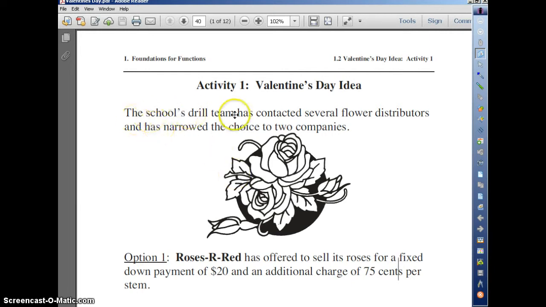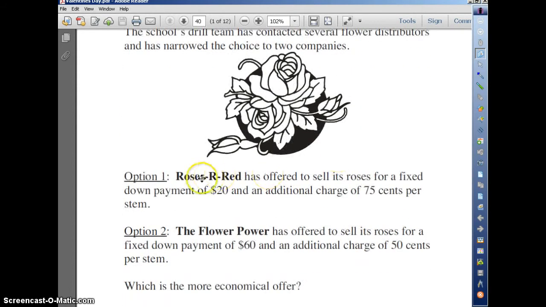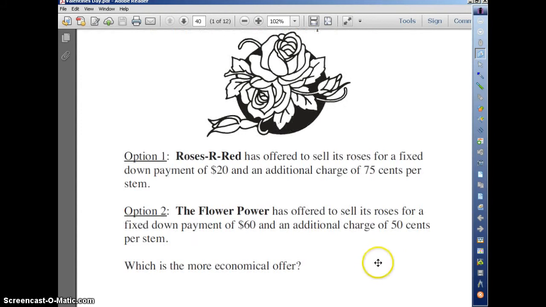The school's drill team has contacted several flower distributors and has narrowed the choice to 2 companies. Option 1, Roses Are Red, has offered to sell its roses for a fixed down payment of $20 and an additional charge of 75 cents per stem. That means per rose. Option 2, Flower Power, has offered to sell its roses for a fixed down payment of $60 and an additional charge of 50 cents per stem. Which one is the more economical offer?